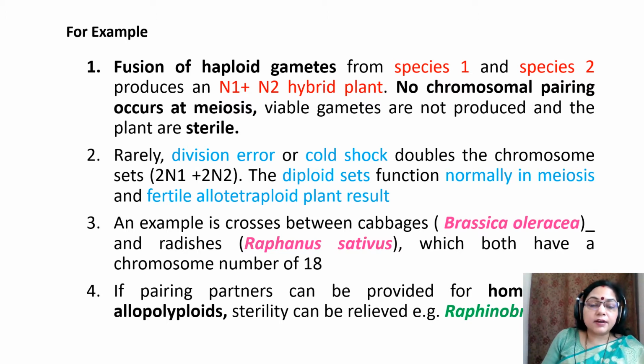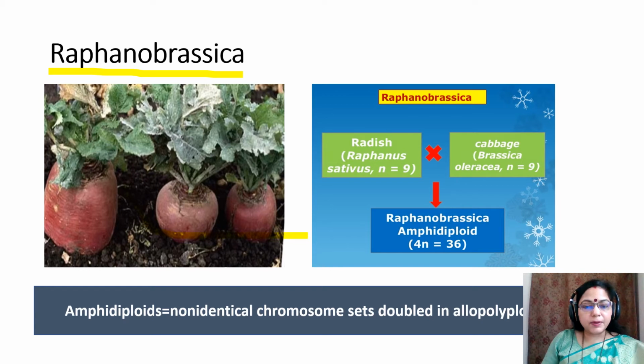Rarely, a division error or cold shock doubles the chromosome set, that is 2n1 plus 2n2. The diploid sets function normally in meiosis and a fertile allotetraploid plant results. An example is the cross between cabbage, Brassica oleracea, and radish, Raphanus sativus, which both have a chromosome number of 18. If a pairing partner can be provided for homologs in an allopolyploid, sterility can be revived. For example, Raphanus. Here you can see Raphanus, the plant. It is called amphidiploid because the non-identical chromosome sets are doubled in alloploids.